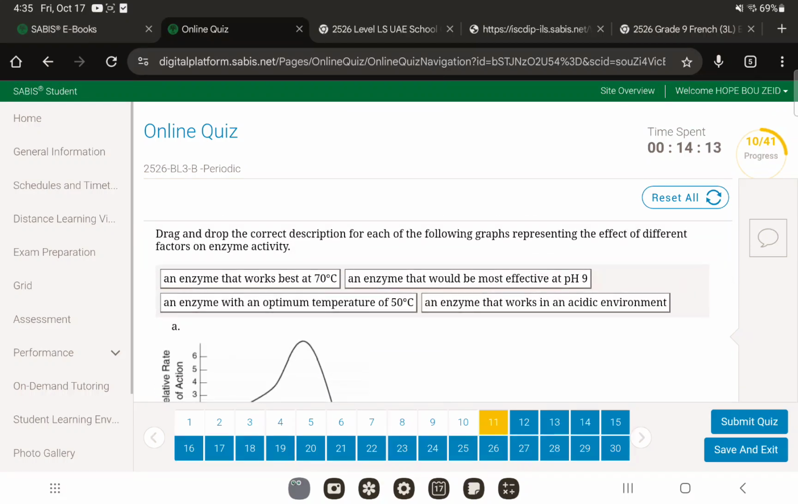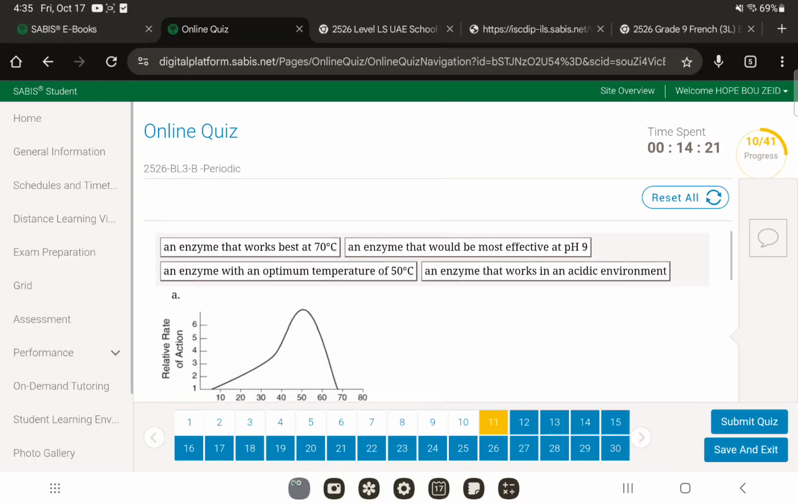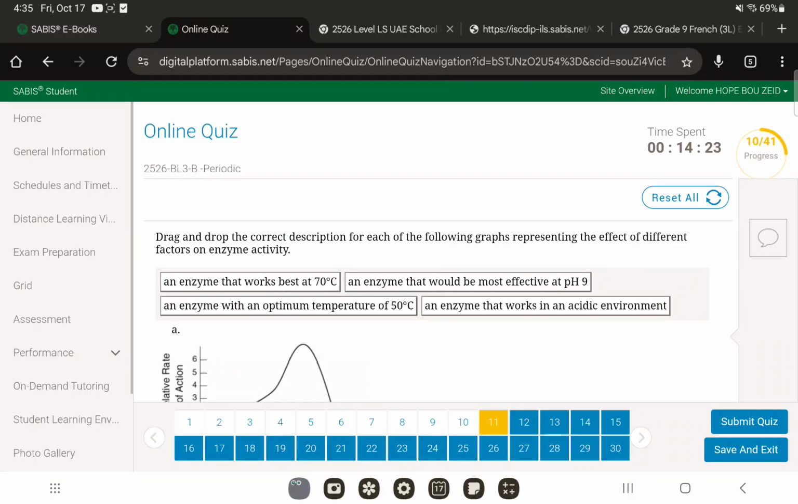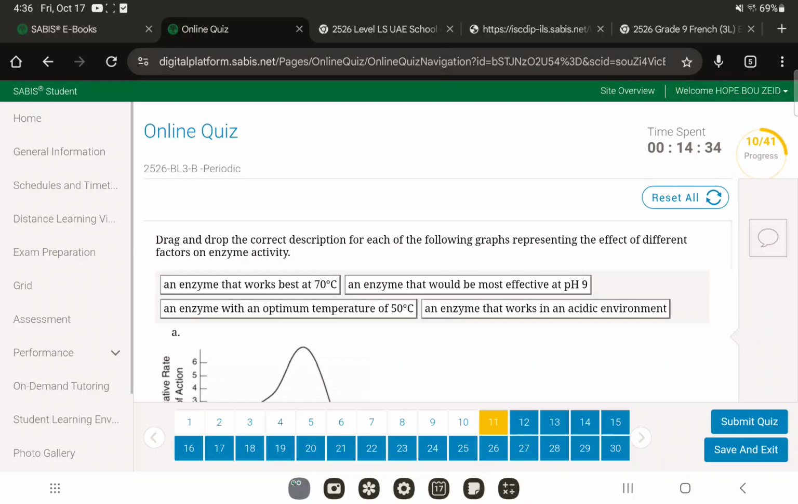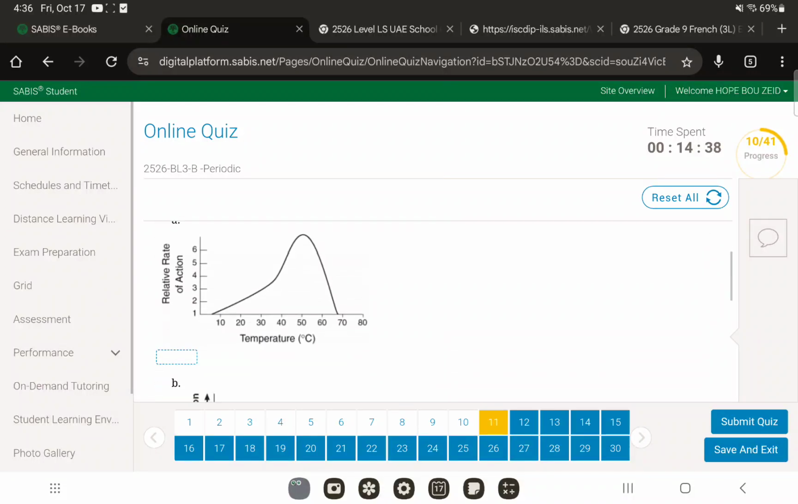Okay. Drag and drop the correct description for each of the following graphs representing the effect of different factors on enzyme activity. So for this one, you just have to read or see the graph, see what it tells you, and then just drag and drop the correct answers.